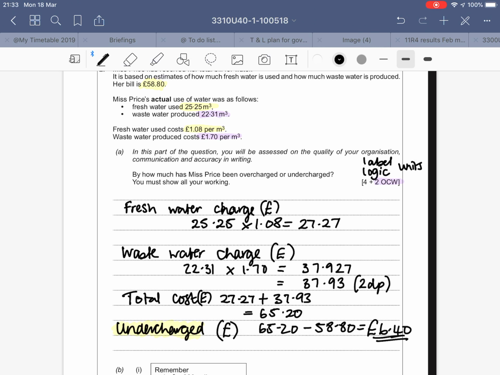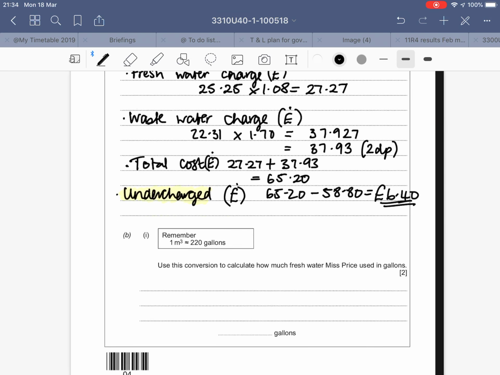Okay, you've got to state whether it's an undercharge and the amount. Look how I've organised it. That's going to give me 2 extra marks for just including these labels and explaining my calculations. Here's my units, my pounds, to tell you that all my calculations have been done in pounds, and the logical order. So I went through them in the order they were given: fresh, waste, and then my grand total.